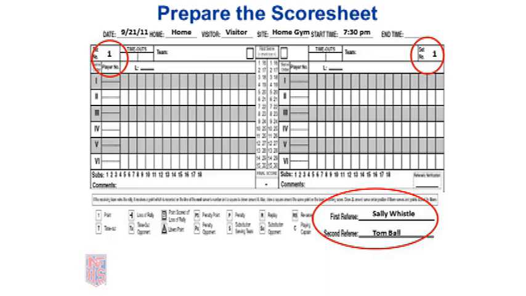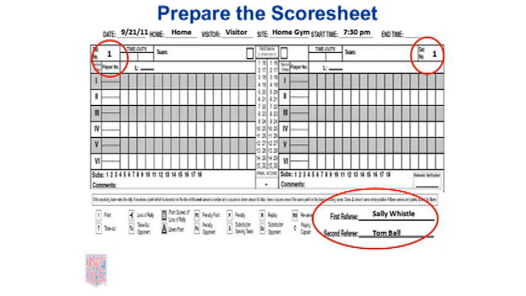On the top portion of the official score sheet, we will print the date of the competition, the home school name, in this case home, the visitor school name, in this case visitor, and the site, the school or the gym name. We will be at the home gym. Start time is the time the match begins. This match is scheduled to begin at 7:30 p.m. The end time will be written in at the end of the match. Set number is 1, since this is the first set, and that will be written in the set number boxes on each side of the team name.